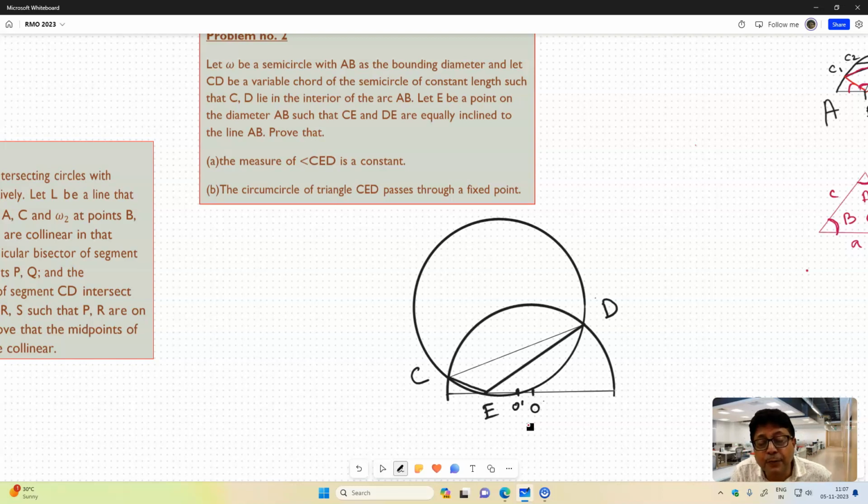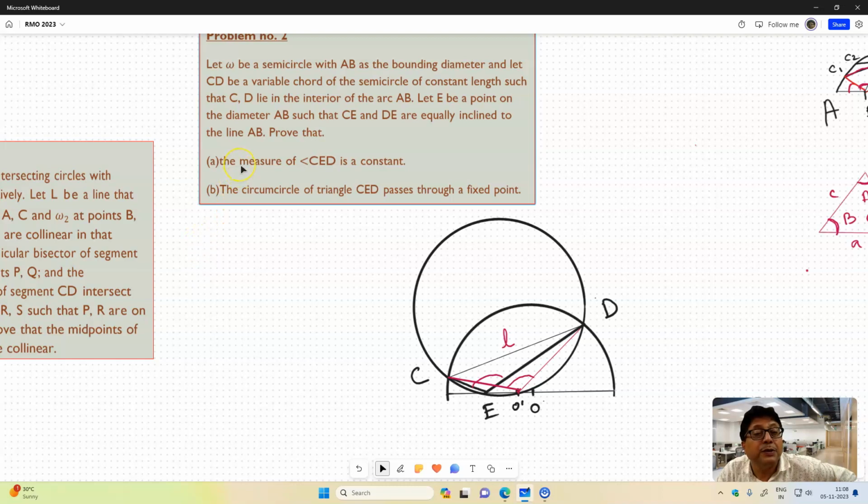How to prove it? After proving, you will see that when you join C2O dash, and then C and O dash to D, the angle made by CD at the point E will be equal to the angle made by it at the point O dash or at the point O. But if O and O dash are the same and the length is constant, then COD is fixed. So CO dash D is also fixed, and CED is also fixed. So we will first try to prove that O and O dash are the same.